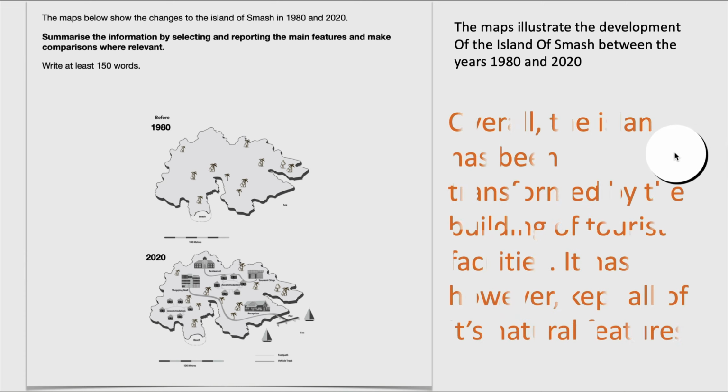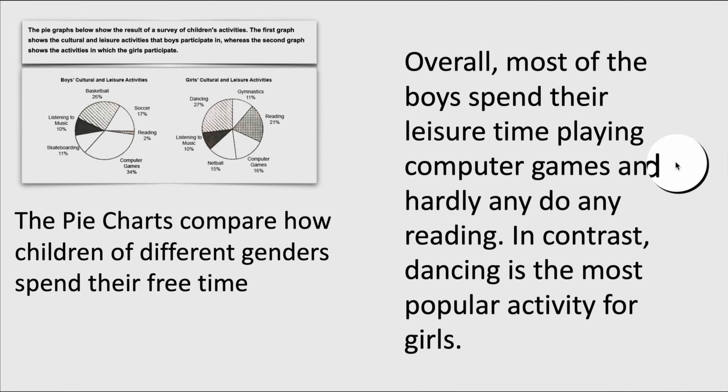And finally, we have the pie chart. The pie charts compare how children of different genders spend their free time. Overall, most of the boys spend their leisure time playing computer games and hardly any do any reading. As we can see, computer games is the biggest one and reading is the smallest one. In contrast, because we are comparing, remember, comparing the main features, in contrast, dancing is the most popular activity for girls.